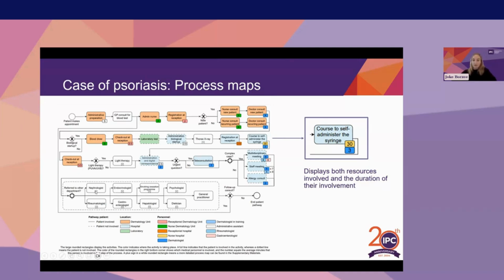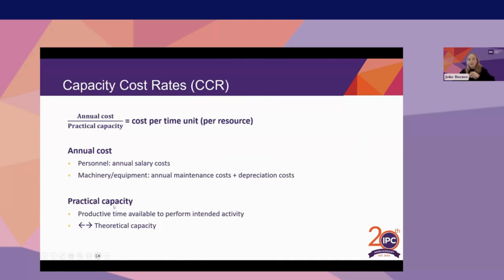And when there's a plus in the box, it means that there's an additional process map available to look at the treatment in detail. Now, once we have these process maps and we have an idea of how the treatment might look, we also want to put a cost to the treatment. And this is done by calculating the capacity cost rates, or a cost per time unit, for each resource that is involved.